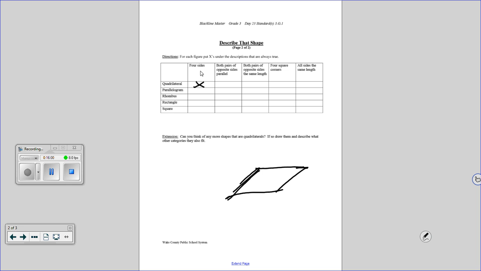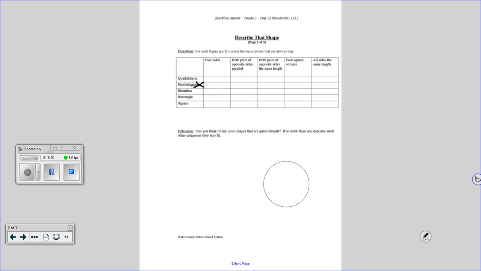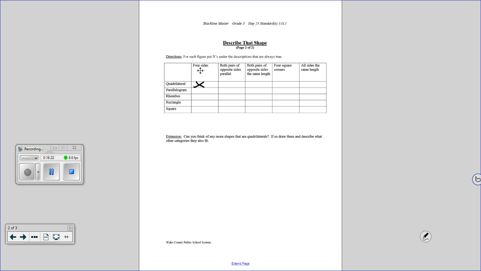Is that shape a quadrilateral? Yes. That shape is a quadrilateral. You do not have to have square corners. I need corners, but they do not have to be square corners. All sides the same length. Do all my sides have to be the same length if I'm making a quadrilateral? No. Could they? Yes. But do they have to? No.